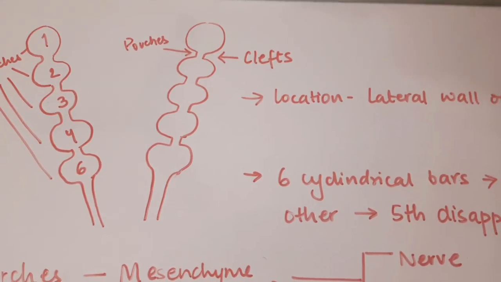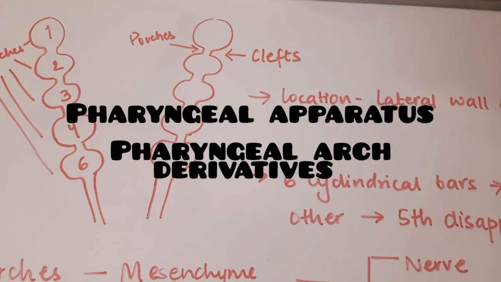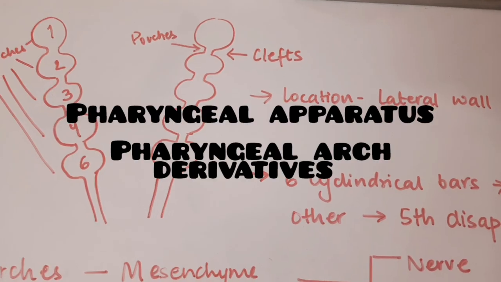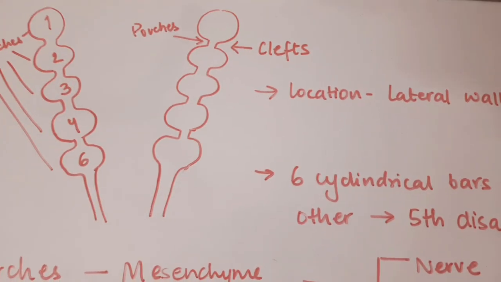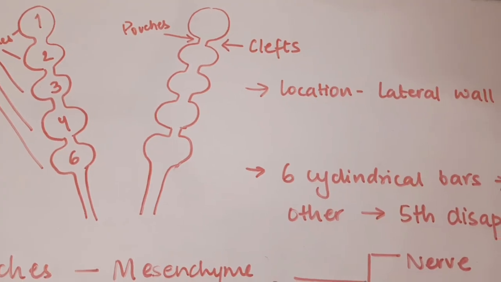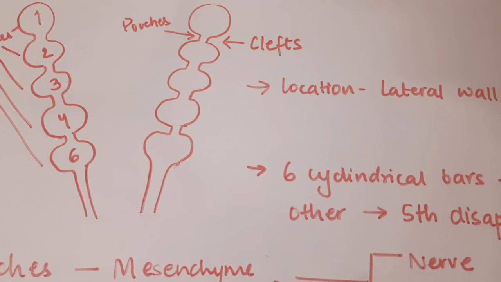Hello everyone. In this video, we will quickly look at a few important points about the pharyngeal apparatus. Now, the pharyngeal apparatus develops in the front of the neck and is responsible for the development of most of the structures in the head and the neck.